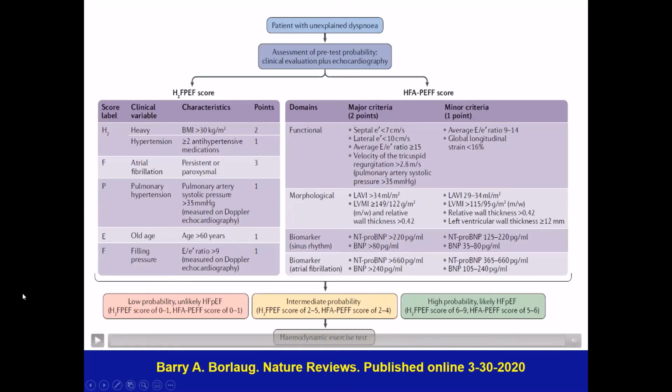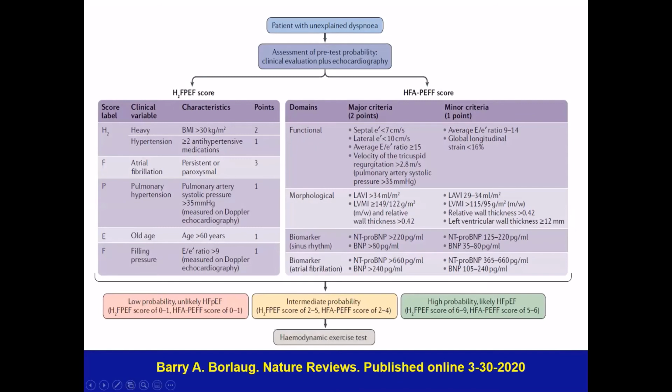Right? So the low probability is 0 to 1. The intermediate probability is 2 to 5. And the high probability is 6 to 9 on the Mayo Clinic score. So our lady did not fit in with the Mayo Clinic score, but she did fit in with the European score, and her septal E was less than 7, and so she was in the intermediate probability.